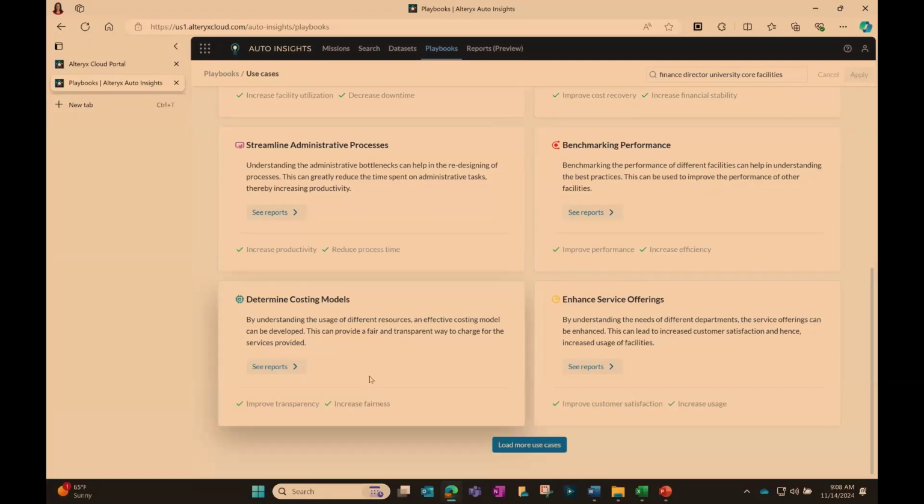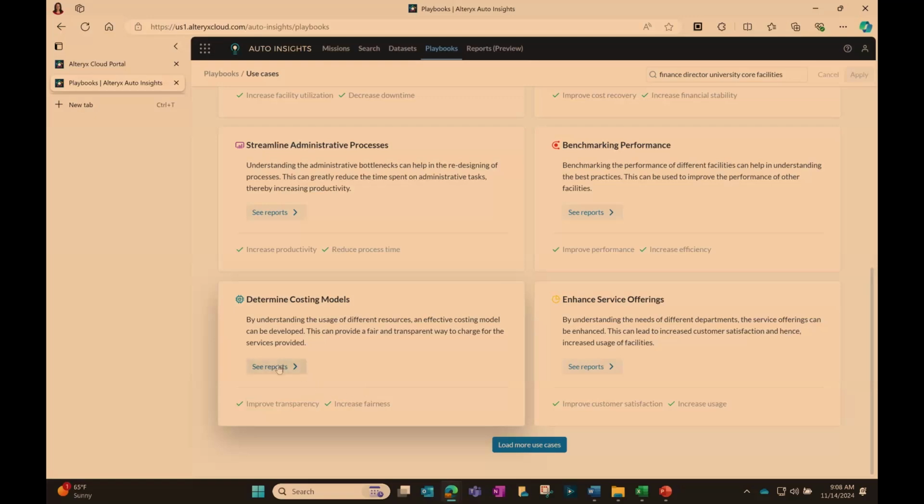So determine costing models, what it says is, by understanding the usage of different resources, an effective costing model can be developed. This can provide a fair and transparent way to charge for the services provided. So why is this important? I have a lot of folks out there, especially leaders who aren't day in, day out in data, that don't know what the art of possible is with their data. So generative AI can help us understand in our role.